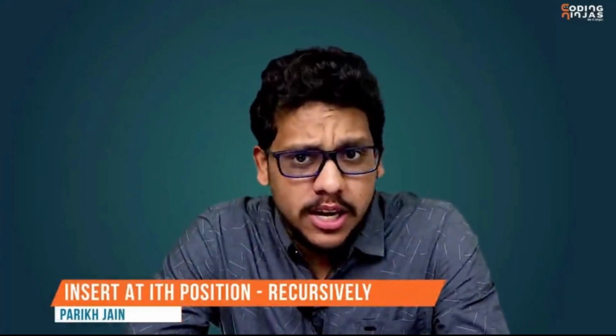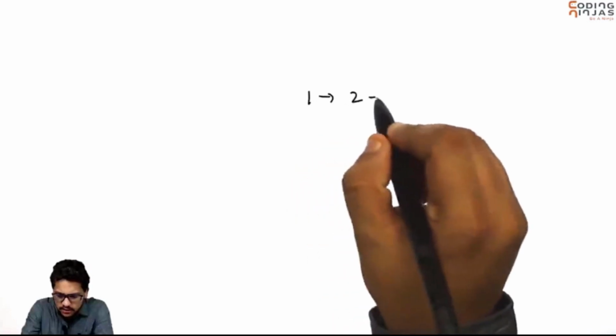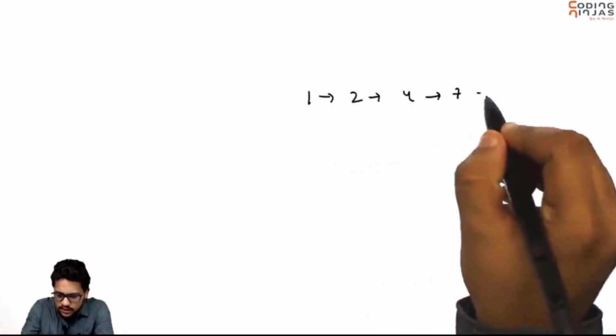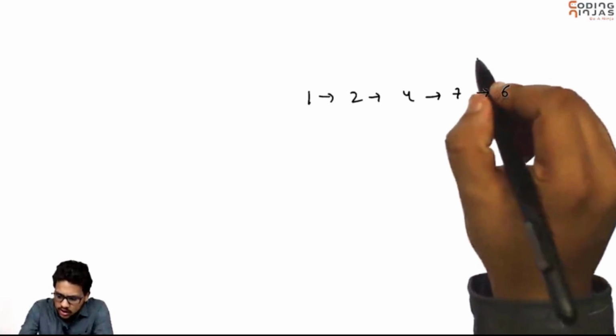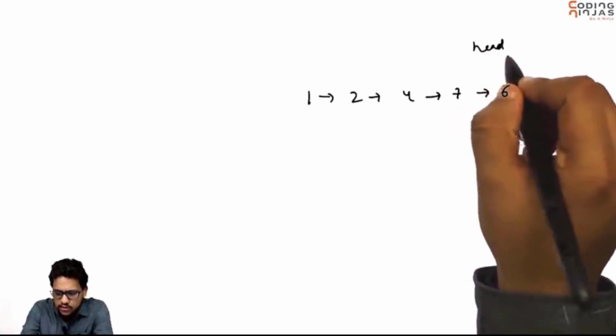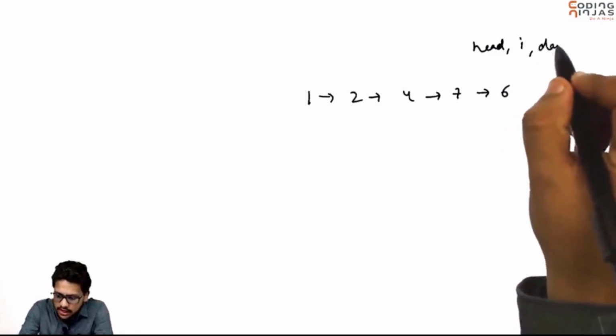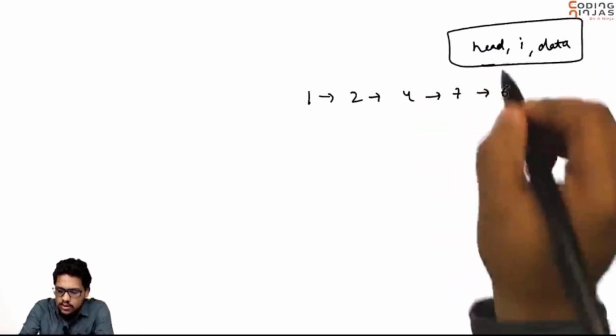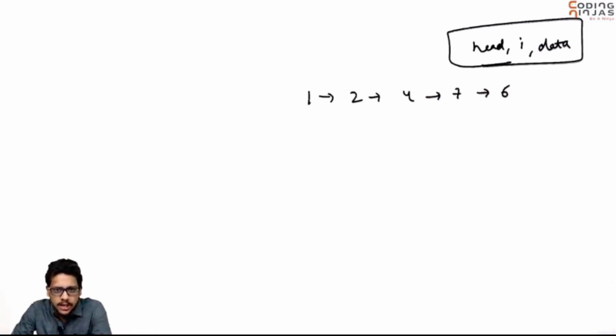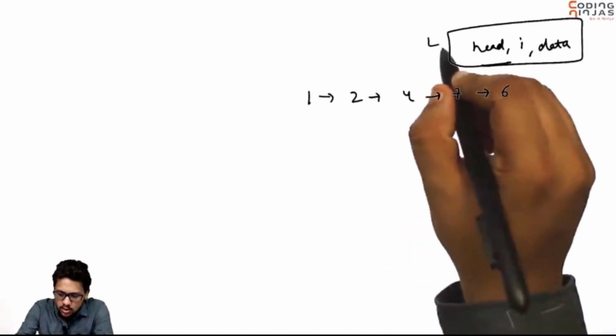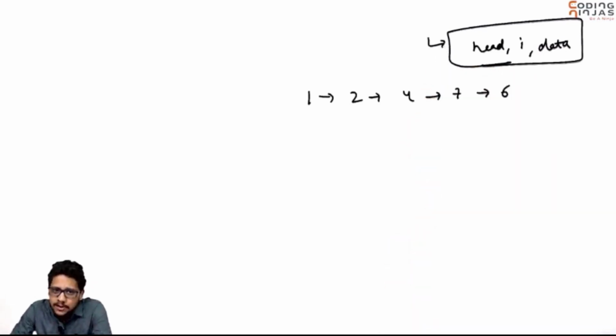Hi, so in this session we are going to discuss the problem insert at ith position in the linked list, but this time we are going to discuss the recursive solution. Our question is, you are given a linked list like this: 1, 2, 4, 7, 6. You are given the head of the linked list in which you want to insert. You are given the position where you will insert, and you are given data through which you will create a node and insert that node in this linked list. You have to do it recursively.